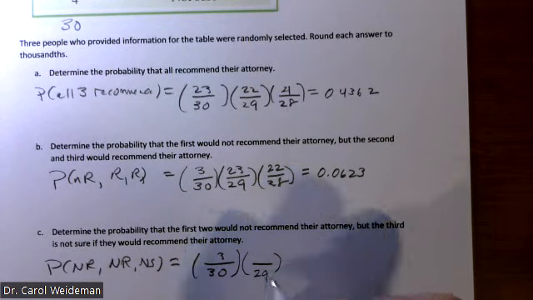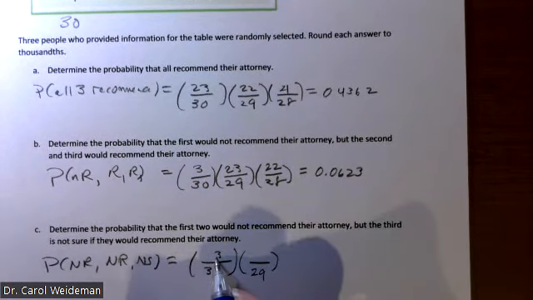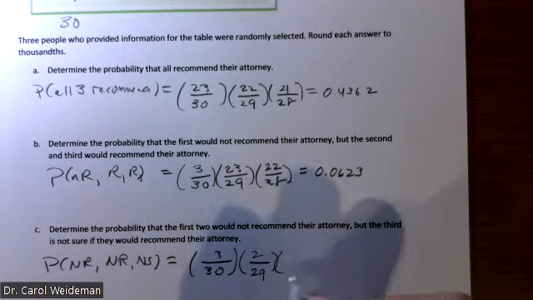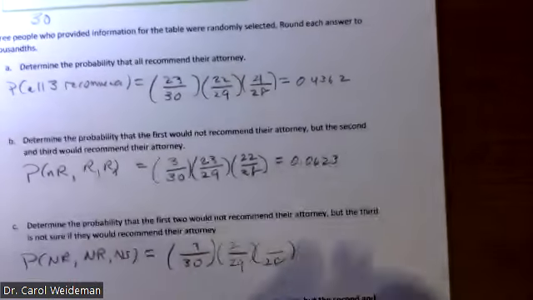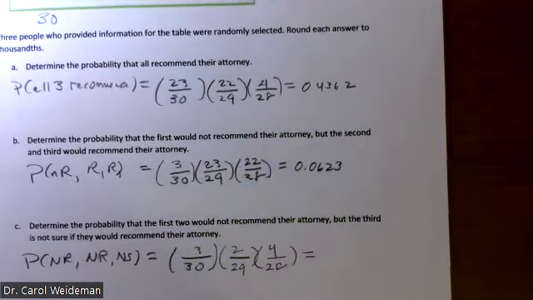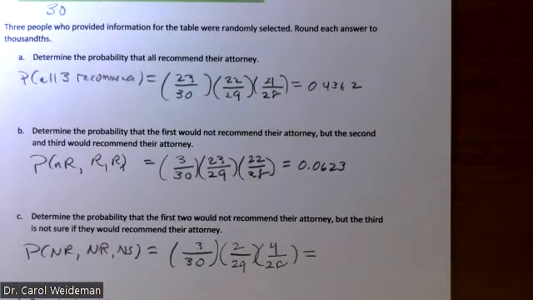So we have 29 people to pick from on the second draw. And we're going to assume we got one of the people who wouldn't recommend the first time. So this is going to drop down to 2. And on the third draw, we have 28 people, and all the not sures are still there, and there's 4 of those. So we have 4 out of 28. And if you go through and multiply that one all out, you get 0.000099.